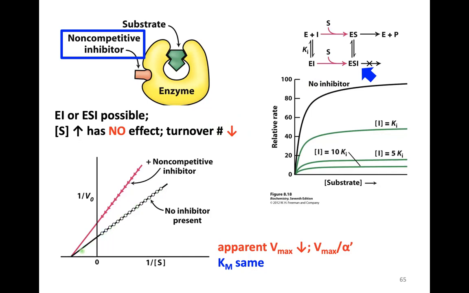Lineweaver-Burk plot, again, the absence of inhibition is this black curve, 1 over Vmax, minus 1 over Km. And what we see is that the apparent Vmax decreases in the presence of this non-competitive inhibitor, but there is no effect on the Km. So they approach the same x-intercept.